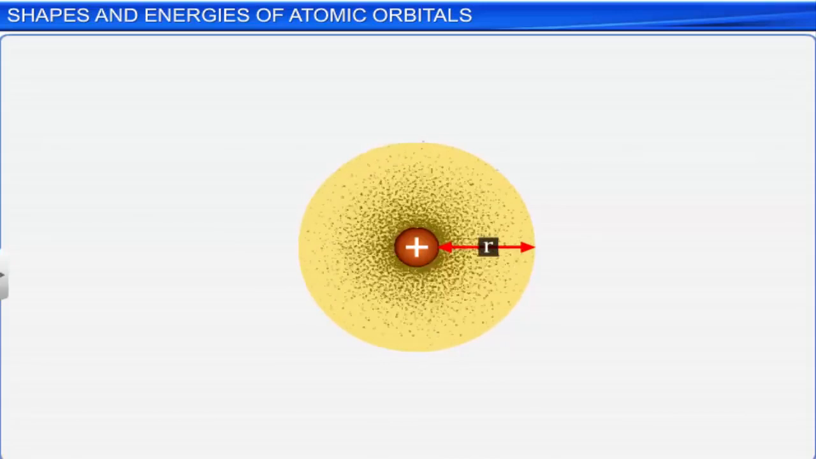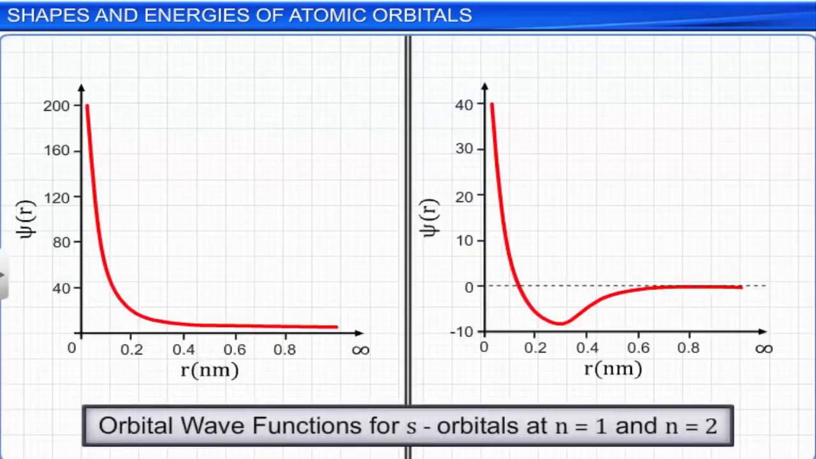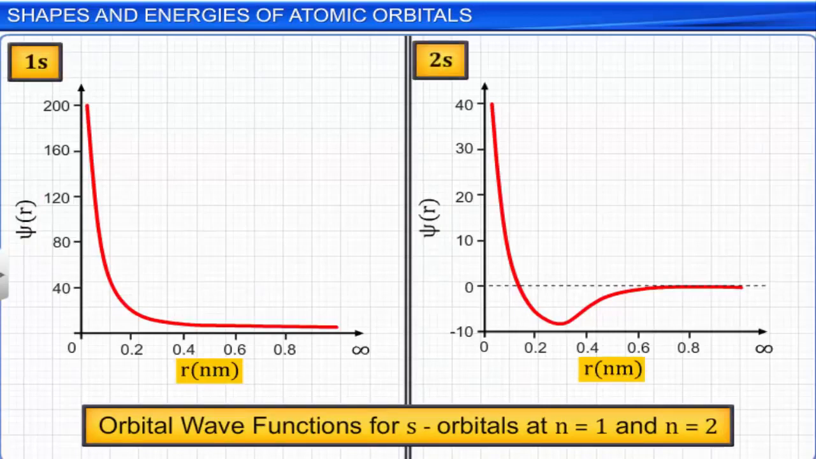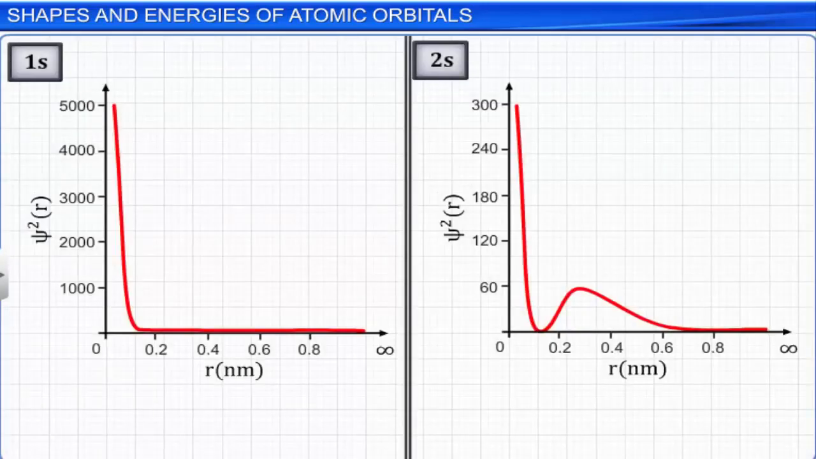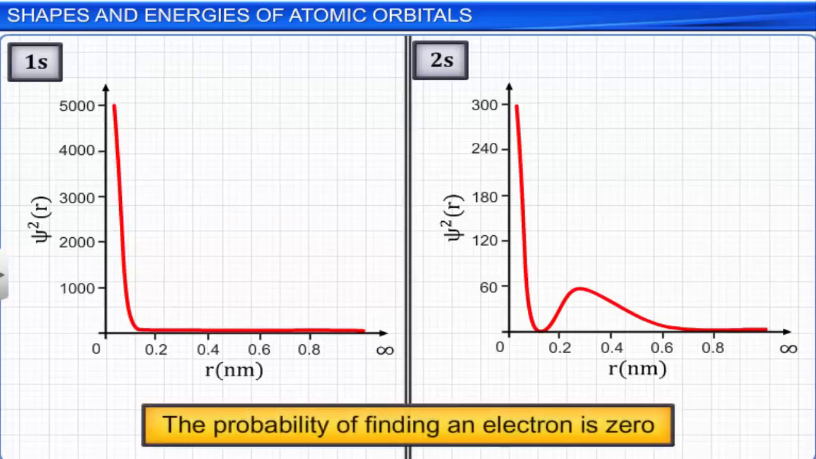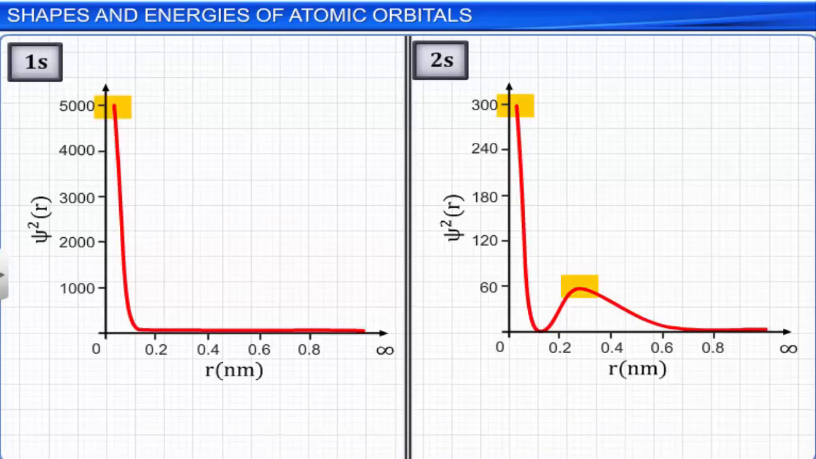Let us look at the plots corresponding to the orbital wave function psi as a function of the distance of an electron from the nucleus, that is, r, for the 1s and 2s orbitals. Similarly, look at the curves of probability density psi square as a function of radius for these orbitals. The following are the important conclusions that can be drawn from these plots. At r equals 0 or infinity, that is, at the nucleus or at infinite distance from the nucleus, the probability of finding an electron is 0. The peak of the curve indicates that the probability of finding the electron at this distance is maximum.